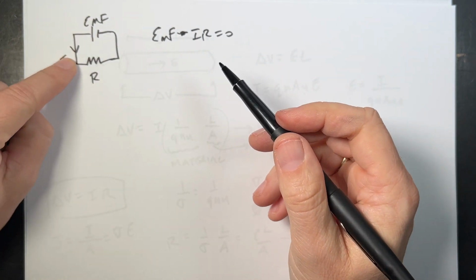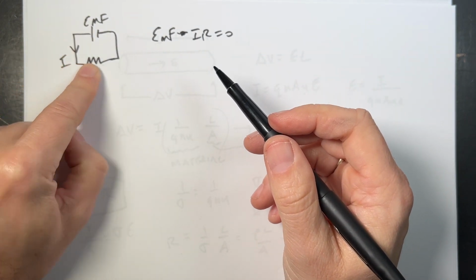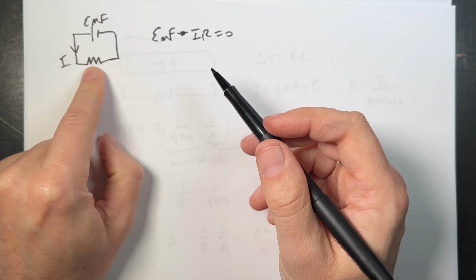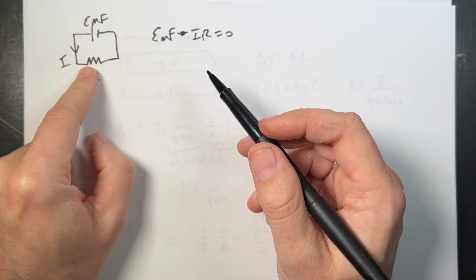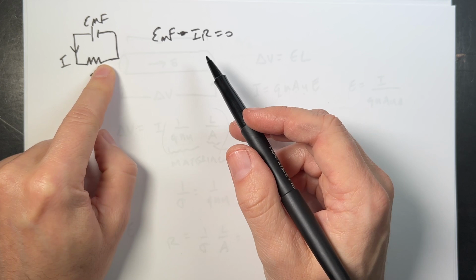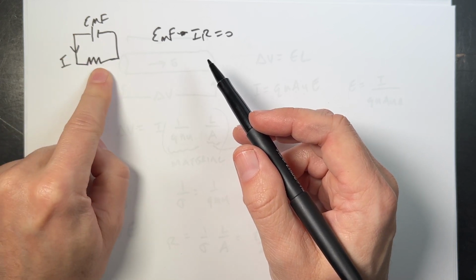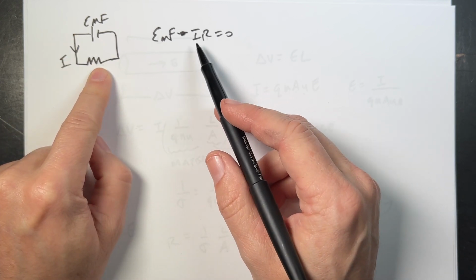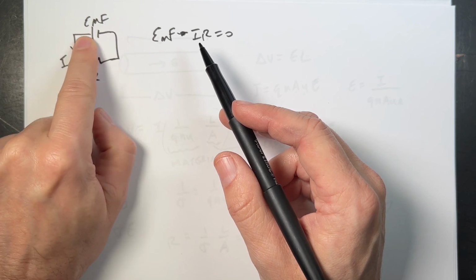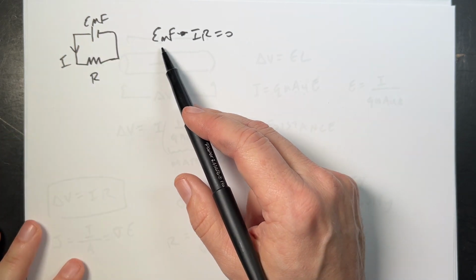So if you're going in the same direction as the current, then you're going in the same direction as the electric field. So if I go, the voltage from here to there is going to be negative. So it's negative IR. If you're going across the resistor in the same direction as the current, you have a negative drop. But if I'm going from negative to positive here, I get a positive drop. So that's the loop rule right there.